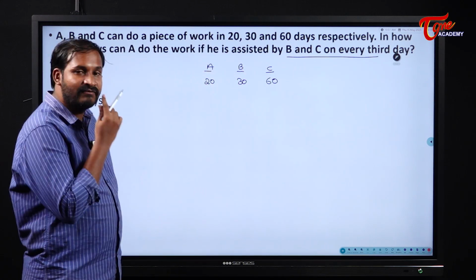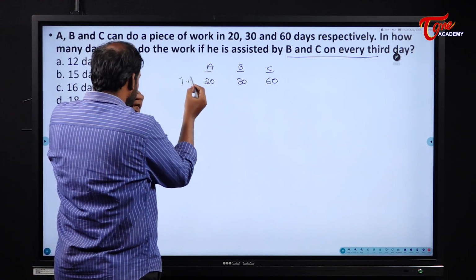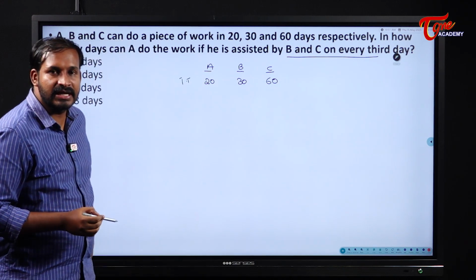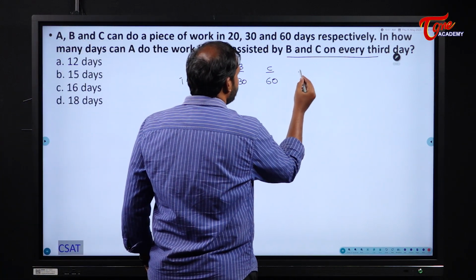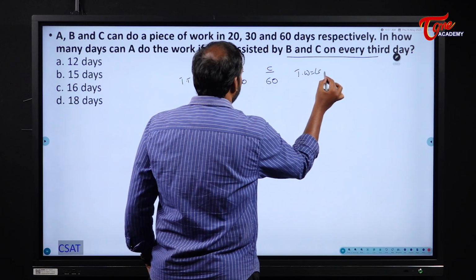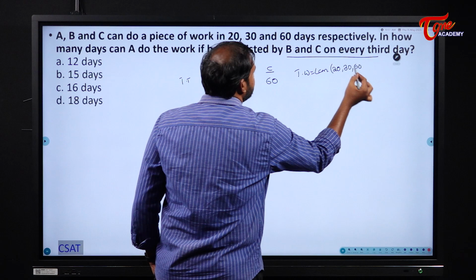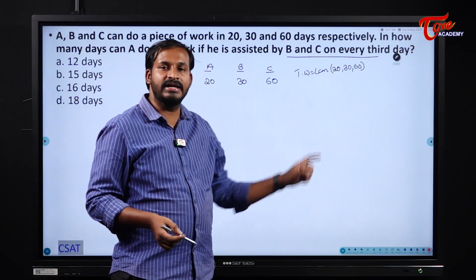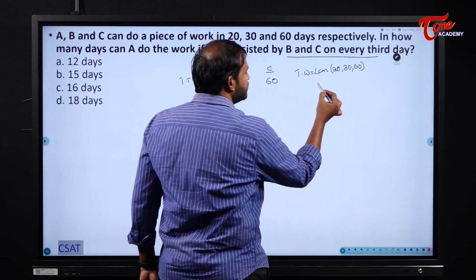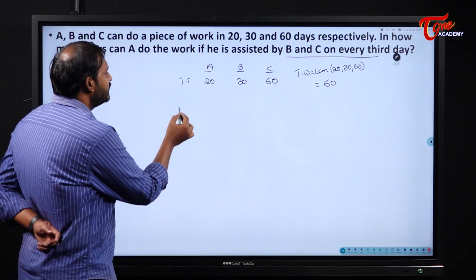So before that, we will find their efficiencies. These are the times taken by A, B and C. So now please see here what is the total work. First of all, LCM of 20, 30 and 60. What is the LCM of 20, 30 and 60? 60 itself. Why? Because 60 is divisible by both 20 and 30. So the first multiple itself is divisible. So total work will become 60.